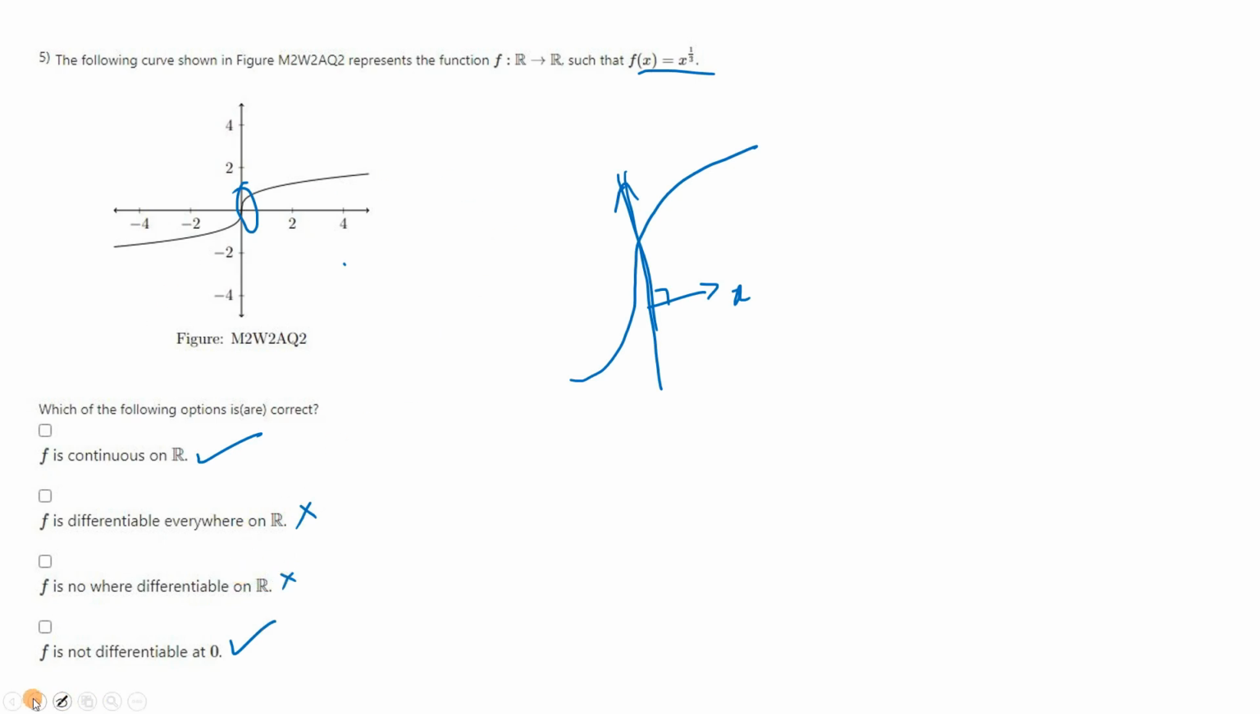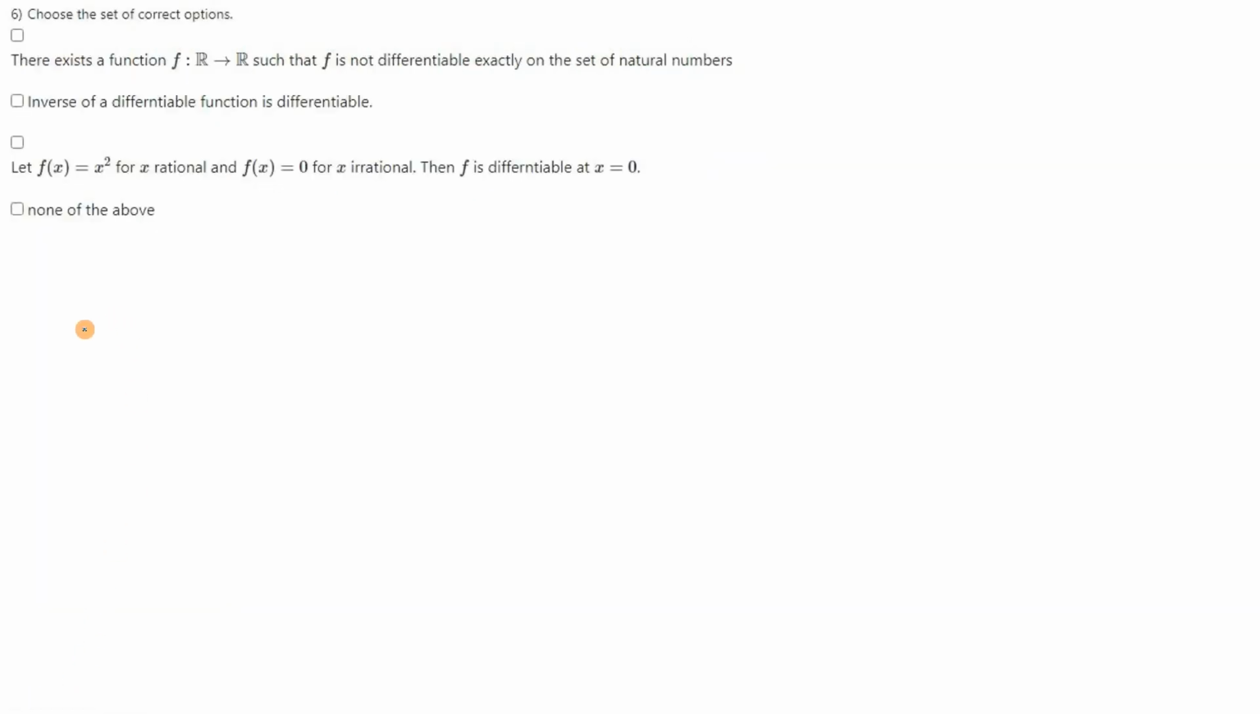Now moving on, there exists a function f from R to R such that f is not differentiable exactly on the set of natural numbers. Yes, this is true. We have the floor function as the example. Inverse of a differentiable function is differentiable. It's not necessarily true, right?